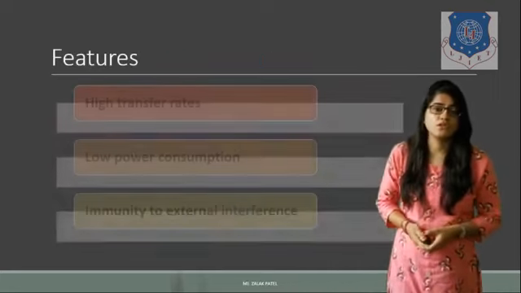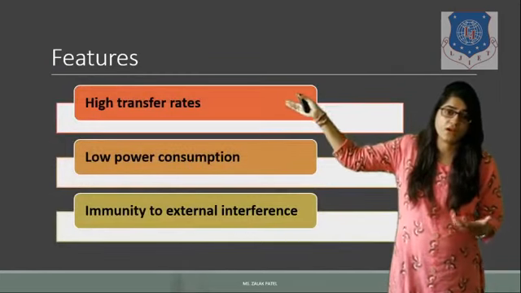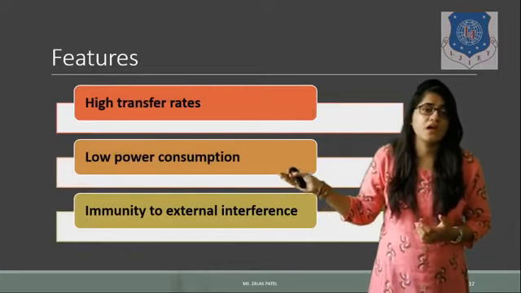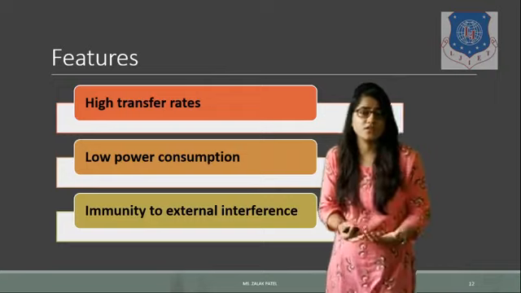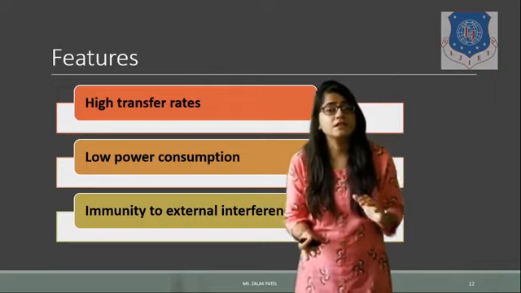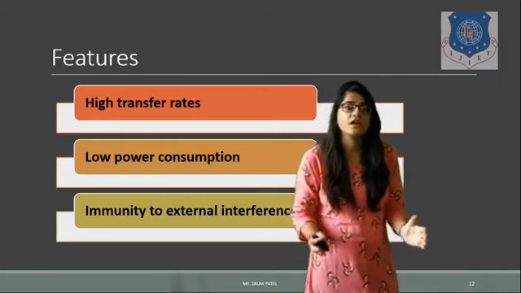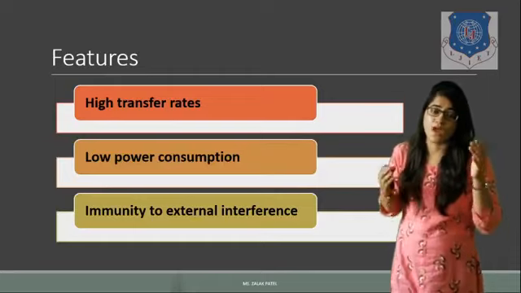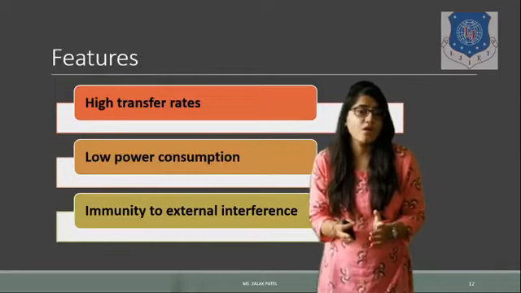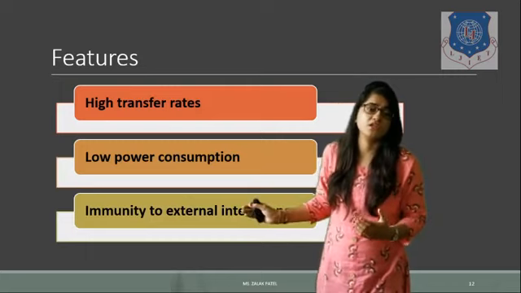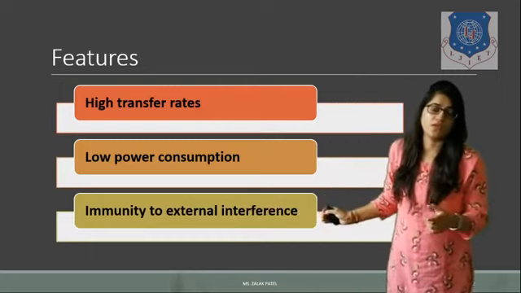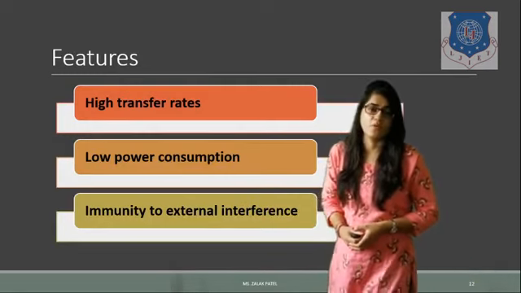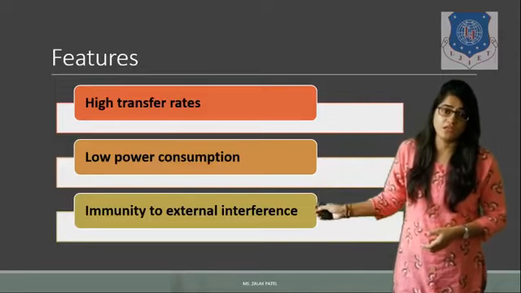Various features of the UWB are obviously the high transfer rate, about 1 megabyte per second can be transferred, and low power consumption is possible. To get low power consumption and high transfer rate, you should have a higher level of signal. If you want a higher level of signal, then there should be a better signal to noise ratio, and a better signal to noise ratio can only be obtained if you have good immunity to external interference. So that's why immunity to external interference is one of the best features provided by the ultra wideband, that is UWB.